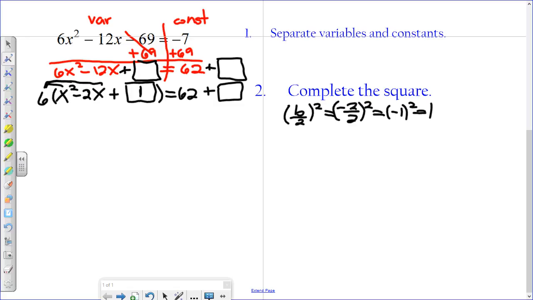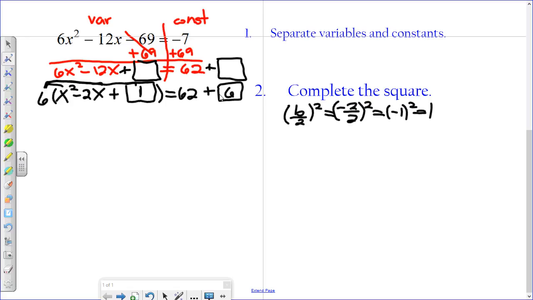Now, what is 6 multiplied by 1? 6 times 1 gives you 6. So I'm actually adding the 6. I'm not adding a 1. So this should be a 6. So multiply this number times the outside number, and that's the number you're adding. I added 6 to the left side, so I should add 6 to the right side. Okay? Now, that is the only difference.